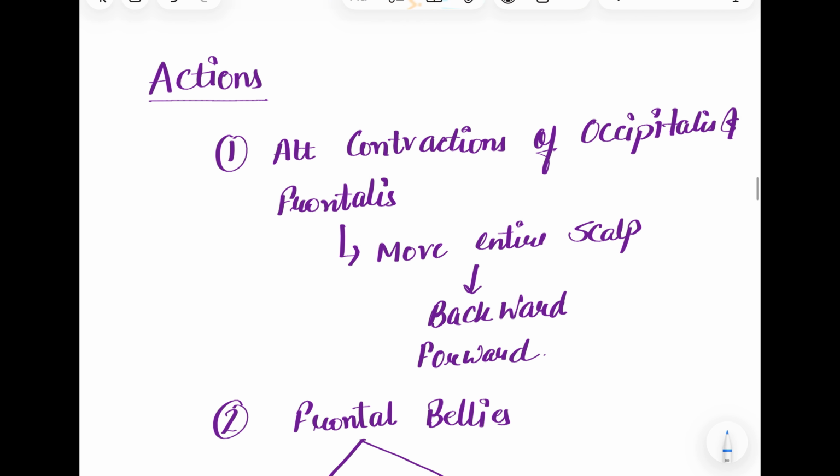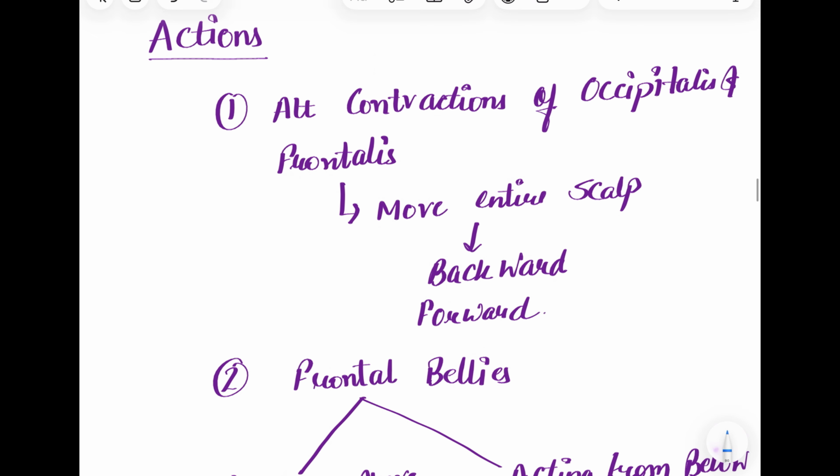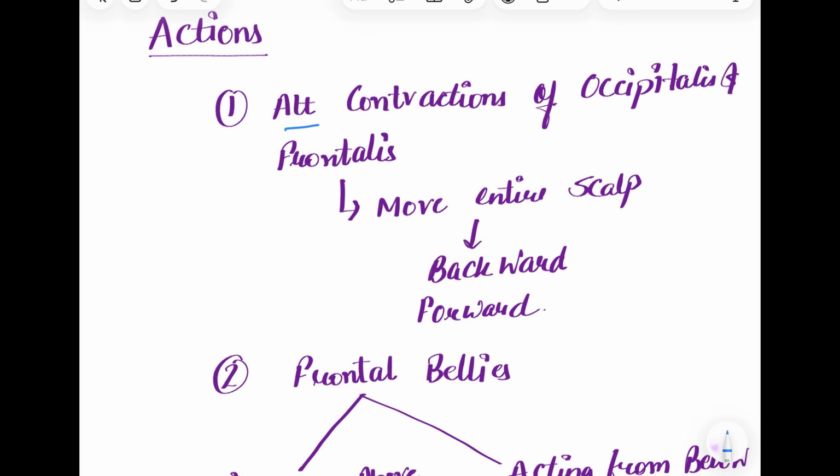So what is the action of these muscles? It has got two functions over here. If alternate contractions are going to occur for both the muscles, then the entire scalp is going to move front and backward.